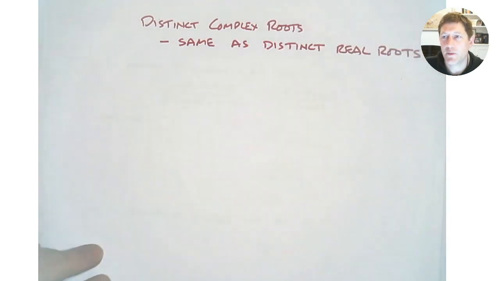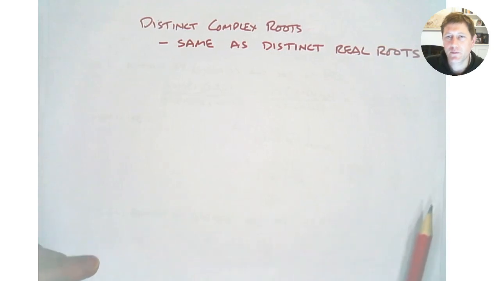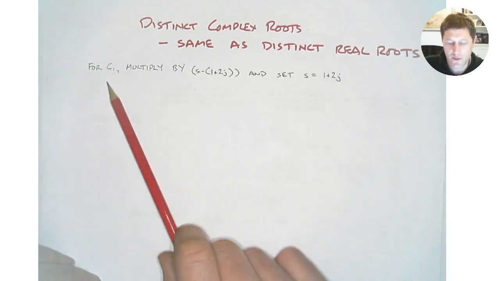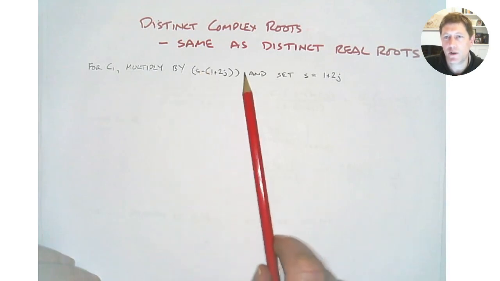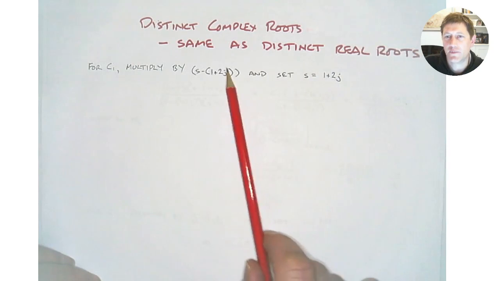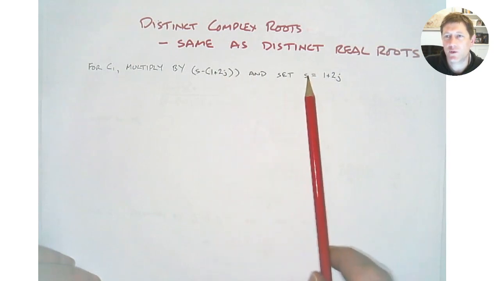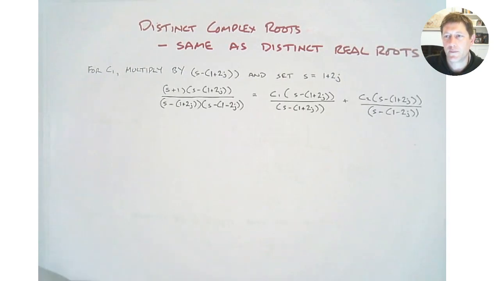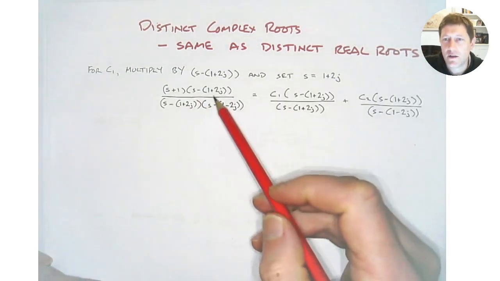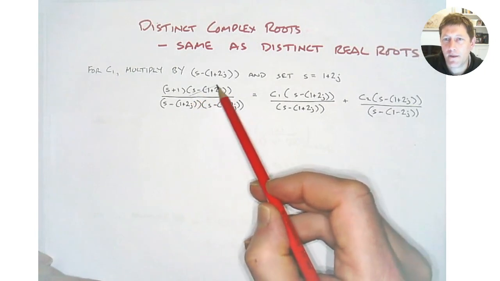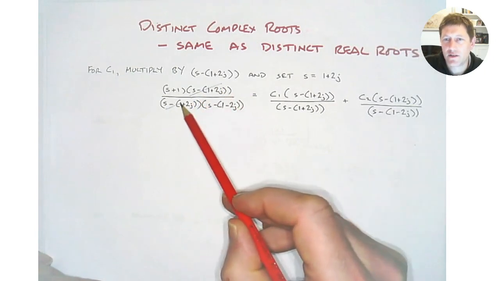So I said that the same method works as with distinct real roots when we're doing the distinct complex roots. So define c1. First of all, we multiply by the denominator associated with c1, and then we're going to set this term to be equal to 0, which means s is equal to 1 plus 2j. Here we are doing it. So we've multiplied by this term here, and that's going to eliminate this term here.